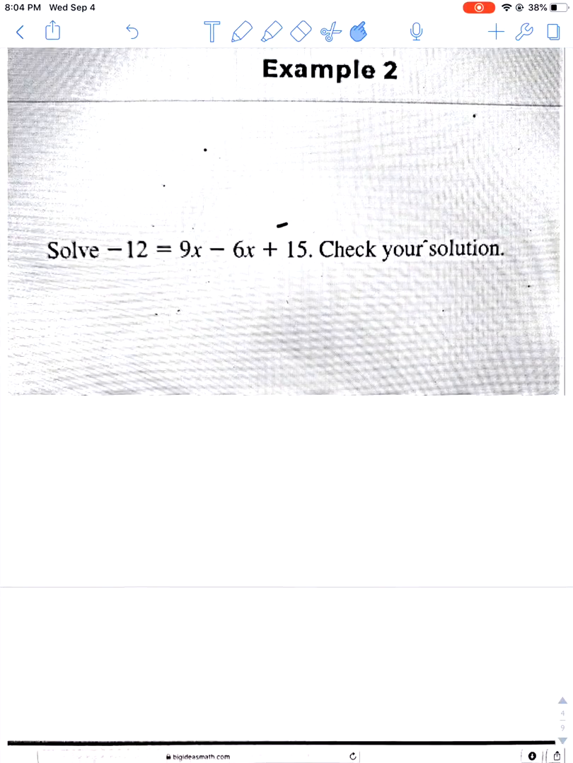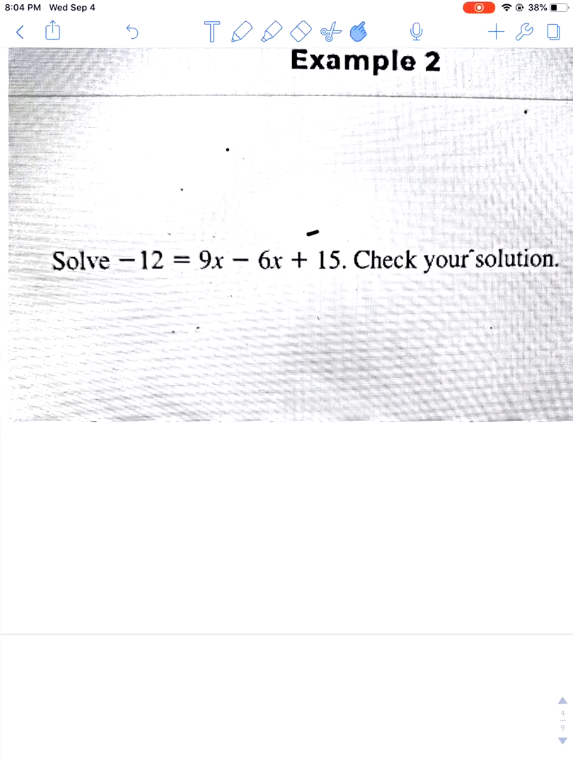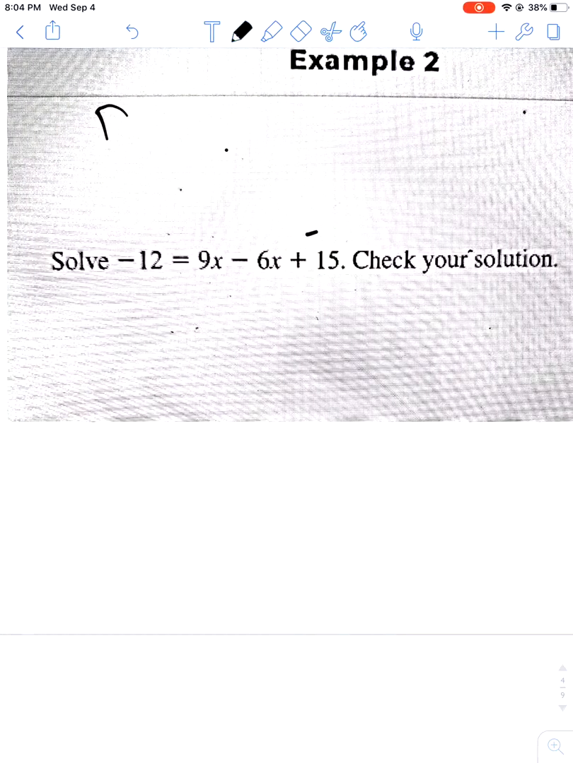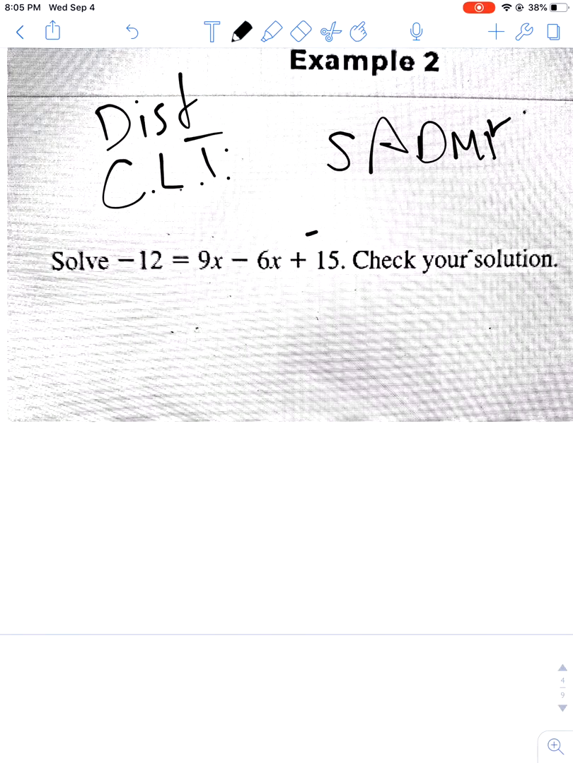Ooh, this one's a little more challenging. Let's look at it. Remember, distribute, combine like terms, SADMAP. So I look. Well, 9x and 6x are like terms. I don't have any distributing here, but I can combine those. 9x minus 6x is 3x.